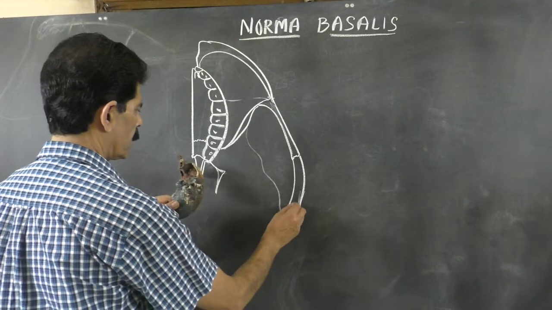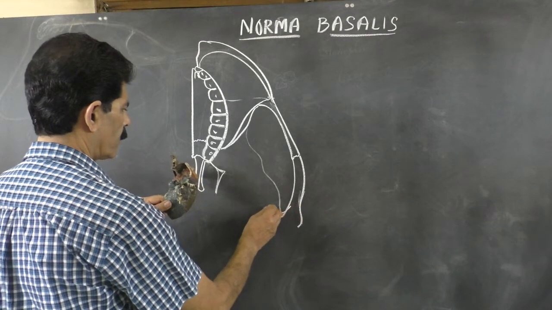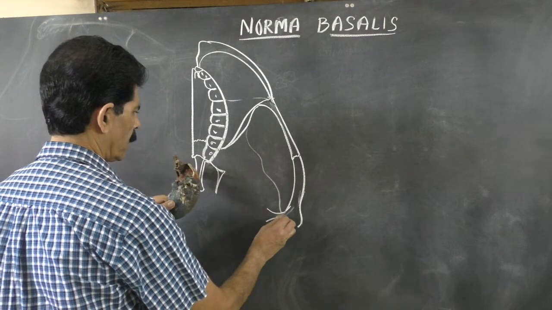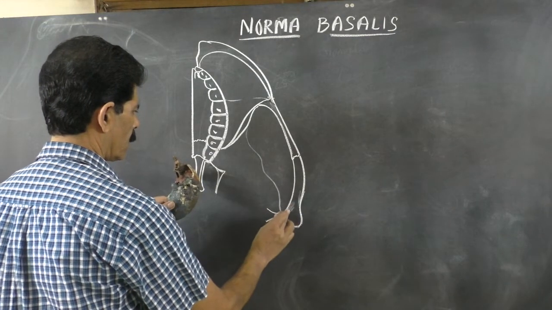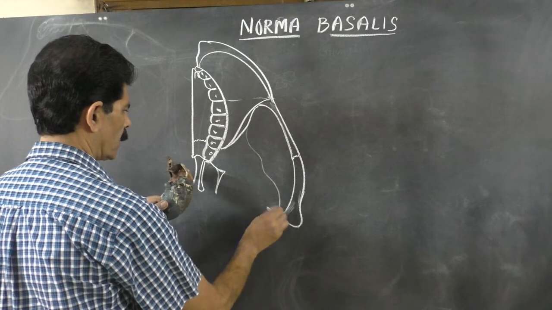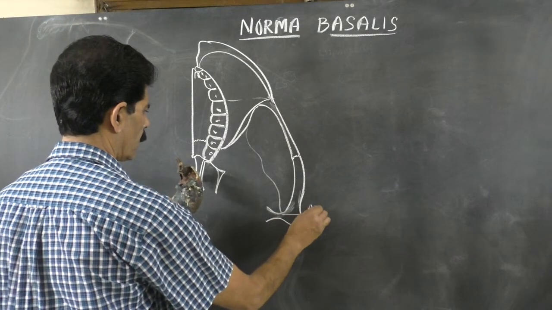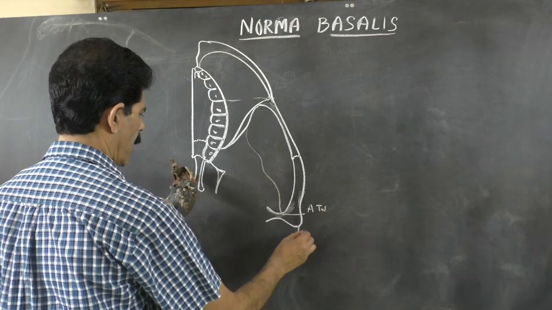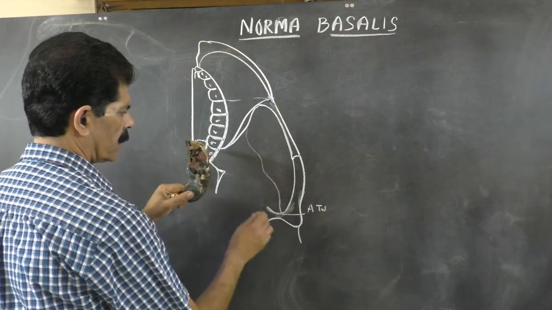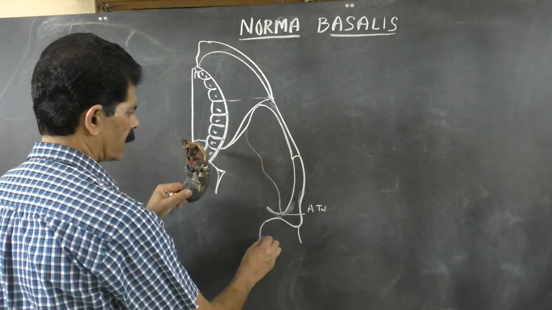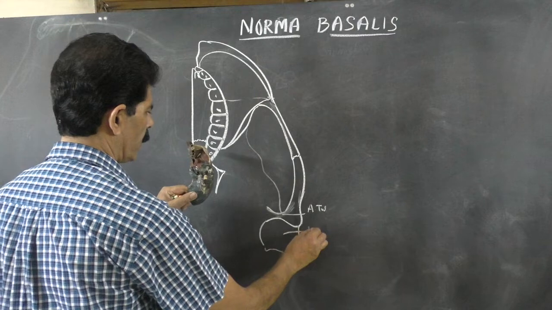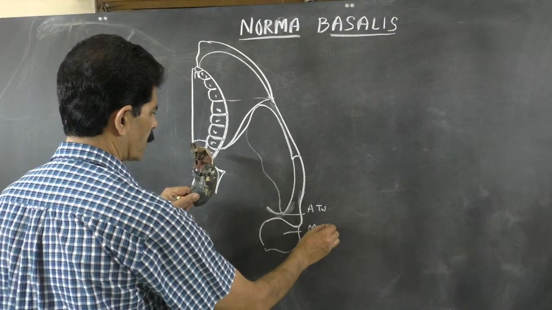Just medial to the root of the zygomatic process, there is a raised area. This is the articular tubercle. Behind this, there is a fossa. This is the mandibular fossa for the temporomandibular joint.